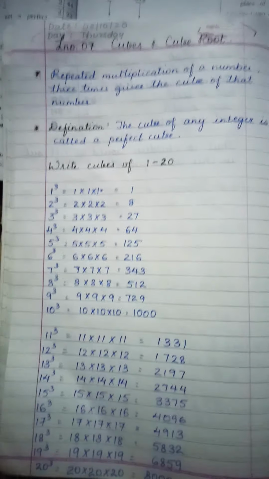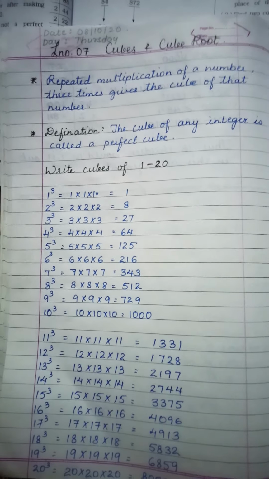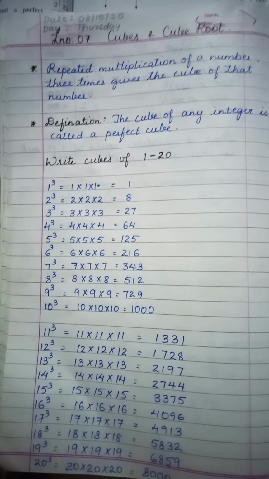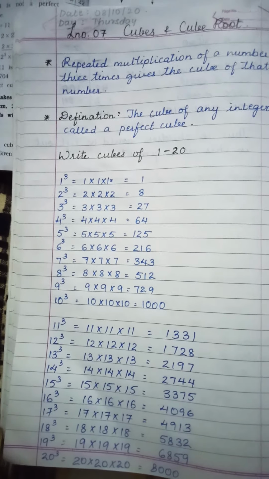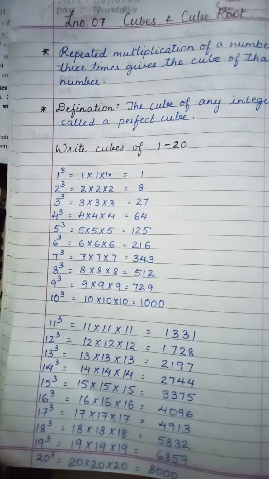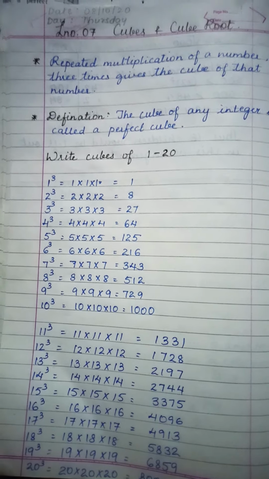Okay, students, today we are going to learn the new chapter, cube and cube root. In the previous lesson we had learned about square and square root. Square means multiplying a number two times, we get a square. In cube, it means multiplying a number three times, then we get the cube. So, repetition: multiplication of a number three times gives the cube.